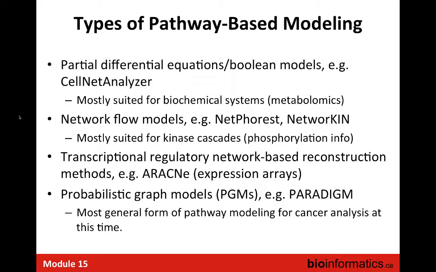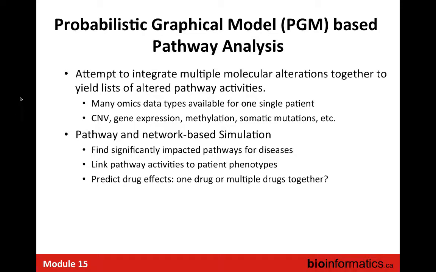I'm going to talk a little more about PARADIGM because I think that's quite a useful approach for looking at different types of pathways, and in particular it's useful in studying disease data sets. Again, I apologize for focusing primarily on cancer, but it's probably the one which is generating useful multi-omic data sets. Probabilistic graph models, in this case, attempt to integrate multiple molecular alterations to yield this list of pathways. As I said, you can have omics data for an individual patient or across multiple patients. Typically it's copy number variation, gene expression data, and some kind of mutation data.